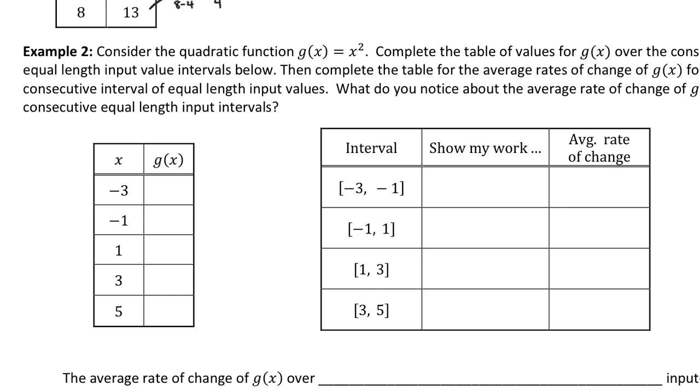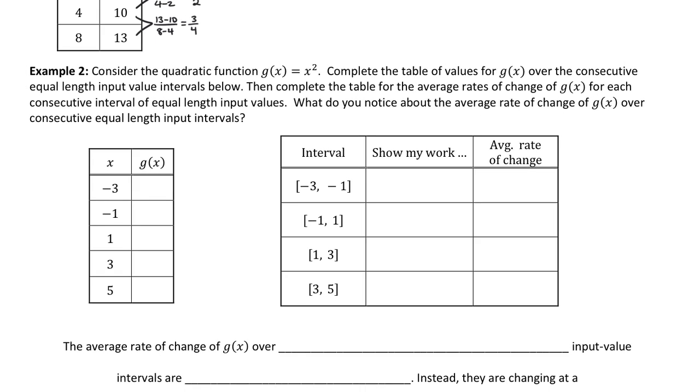This is our parent function, right? Complete the table of values for g of x over consecutive equal length input value intervals below. Then complete the table for the average rates of change of g of x for each consecutive interval. What do you notice about the average rates of change over these consecutive equal length input value intervals?